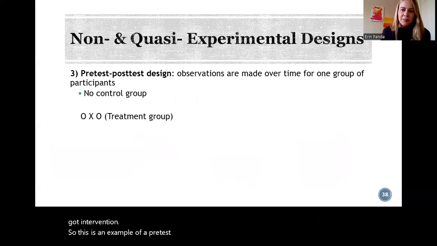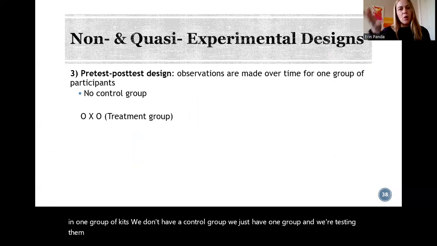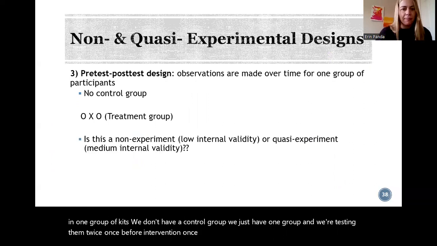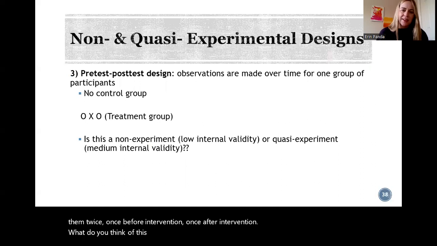So we're making observations over time twice in one group of kids. We don't have a control group. We just have one group and we're testing them twice. Once before intervention, once after intervention. What do you think of this design? Do you think this would allow us to say that remediation works?